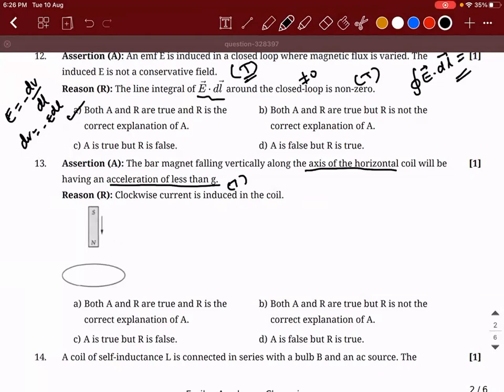So what will happen is when this is falling, there will be an increase of flux taking place. When increase of flux is taking place, there will be a north pole that will get generated. Due to the north pole, there will be an anti-clockwise current that is getting induced in it. Sir, R is false. Right. So due to which this is true. Clockwise current is induced in the coil. That is false. So A is true, R is false. That's it.